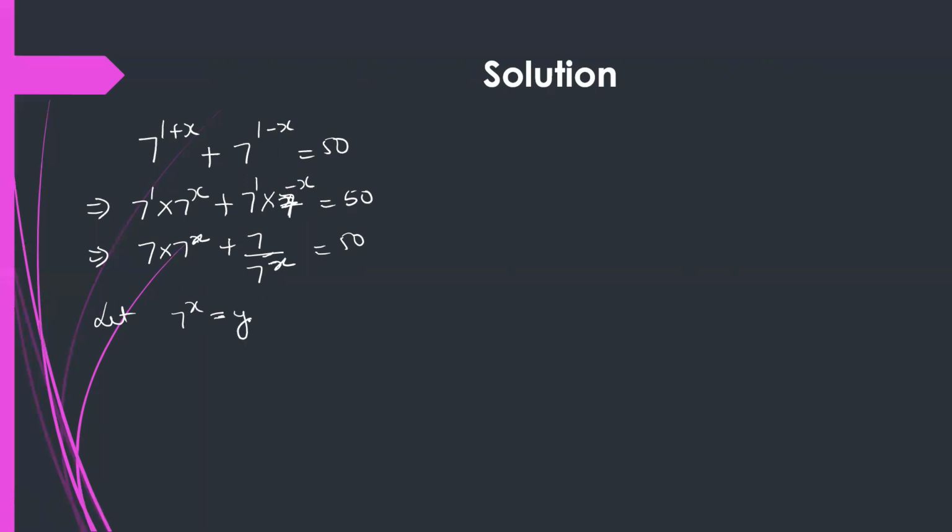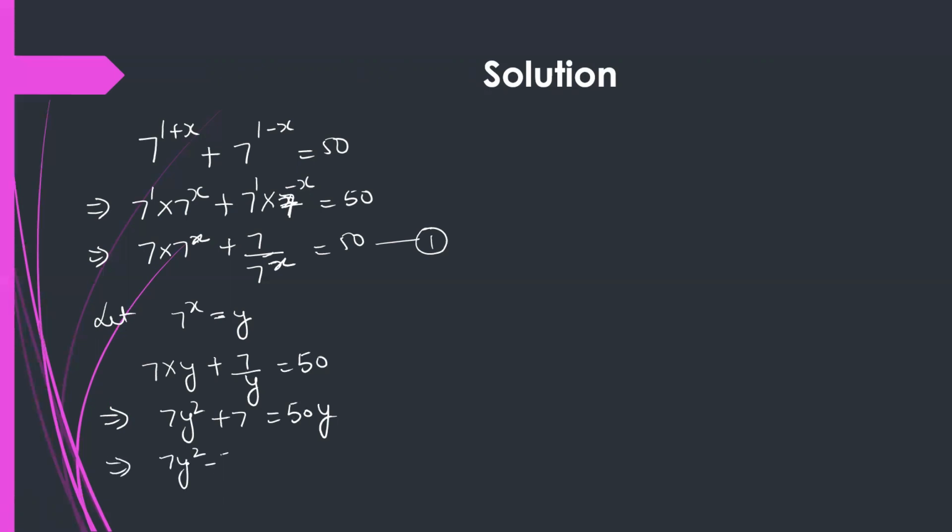Why are we doing this? So that we can solve the problem in an easier manner. So what we'll get, your equation number 1 becomes 7 into y plus 7 upon y equals 50, which implies 7y square, we are taking LCM, plus 7 equals 50y. This can further be written as 7y square minus 50y plus 7 equals 0.